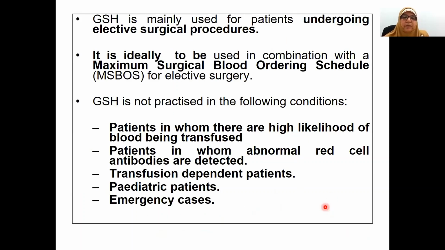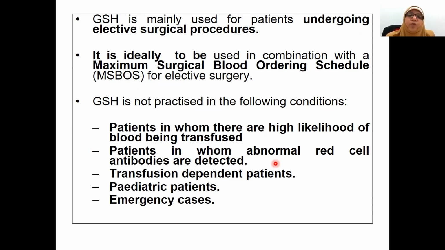all right? Now, you should not send for GSH when, for example, the patient is severely anemic, the patient is having bleeding, or there is a high likelihood that you are going to use blood for that particular surgery. Then you must send for group cross-match. Why? Because there is high likelihood, so we will reserve blood for the patient.